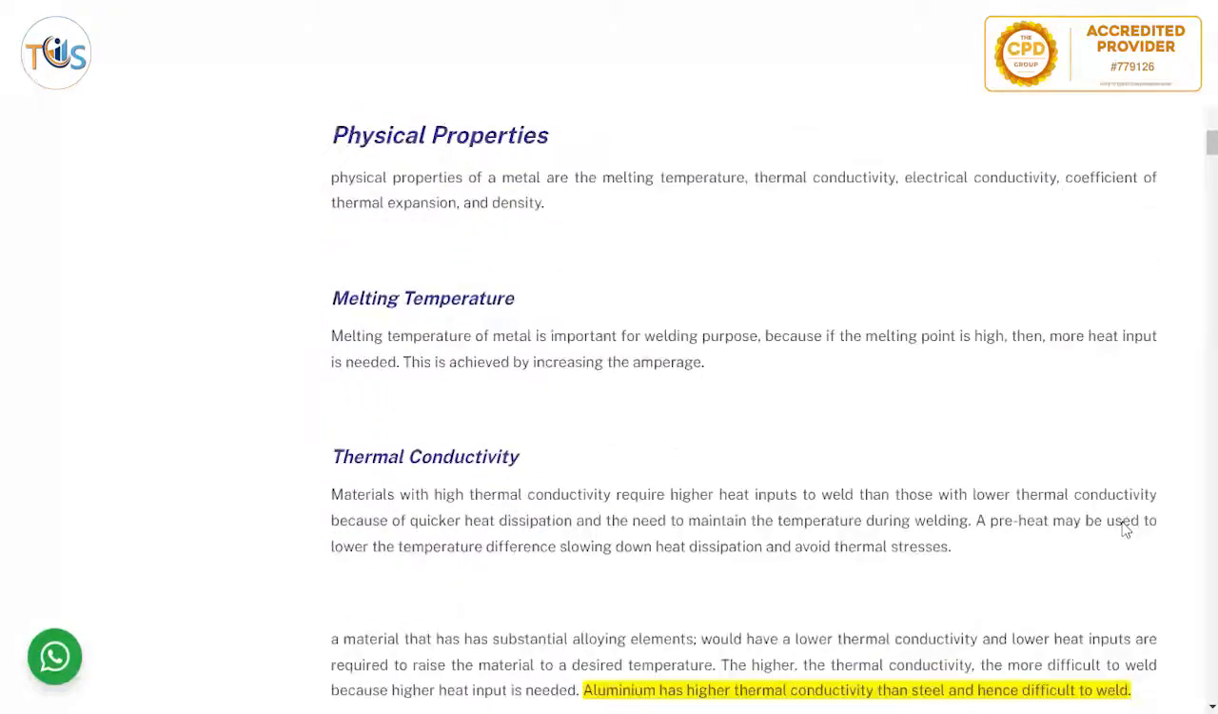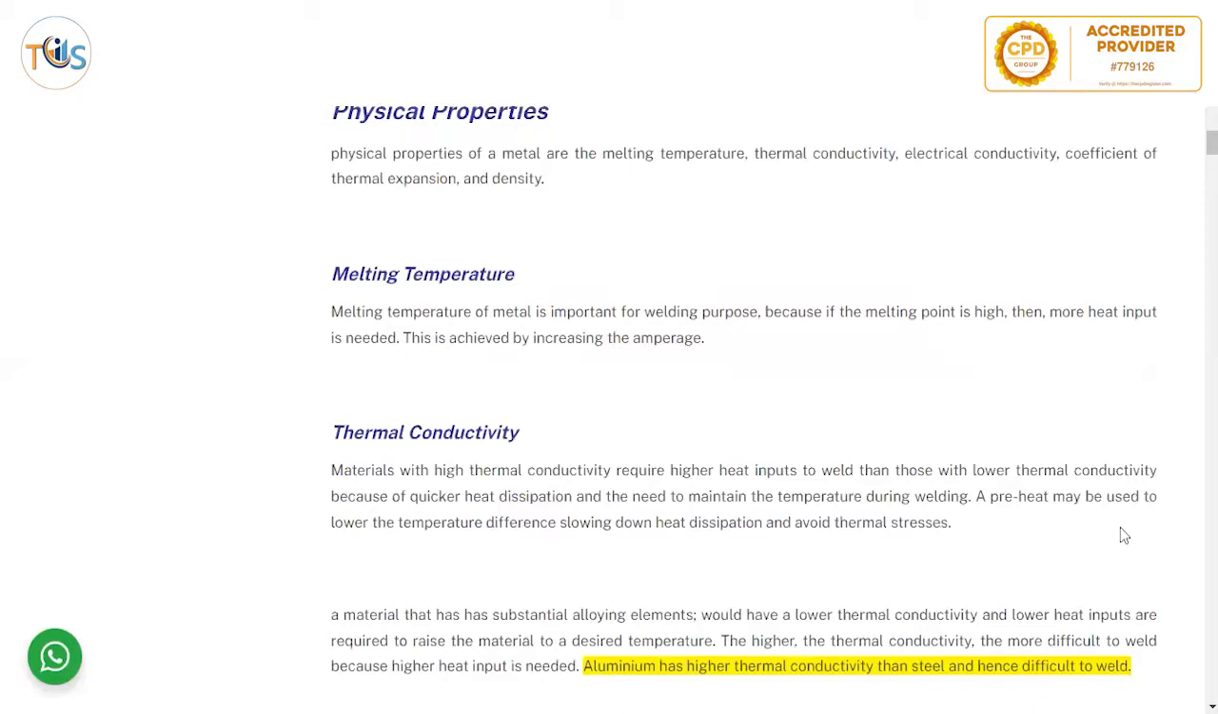Physical properties. Physical properties of metal are melting temperature, thermal conductivity, electrical conductivity, coefficient of thermal expansion, and density. Melting temperature of metal is important for welding purposes because if the melting point is high, then more heat input is needed. This is achieved by increasing the amperage.